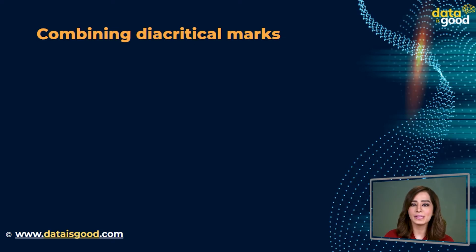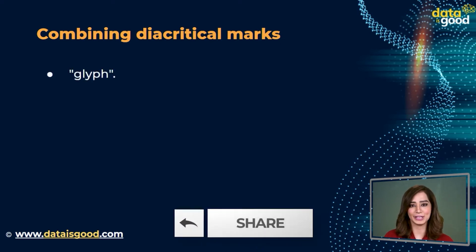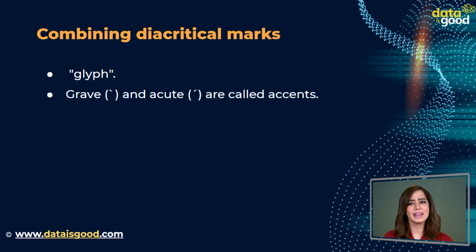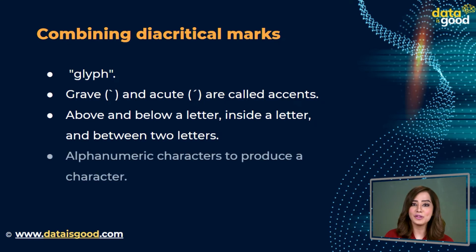Combining diacritical marks. A diacritical mark is a glyph added to a letter. Some diacritical marks like grave and acute are called accents. Diacritical marks can appear both above and below a letter, inside a letter, and between two letters. Diacritical marks can be used in combination with alphanumeric characters to produce a character that is not present in the character set used in the page.